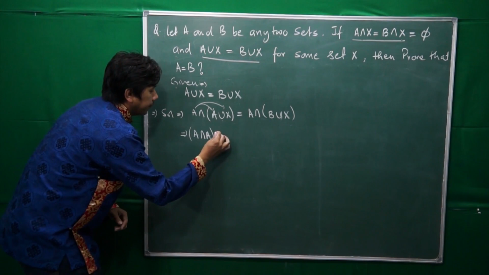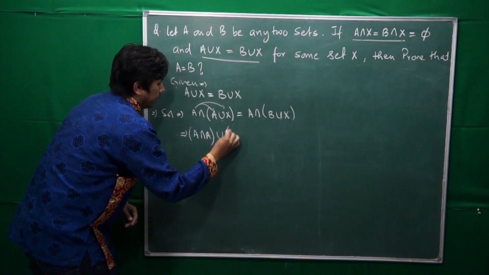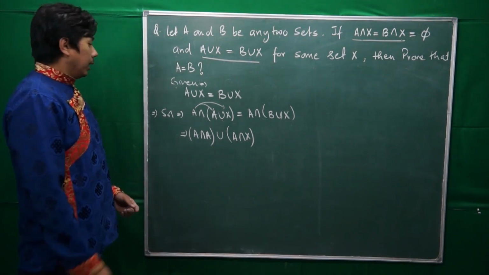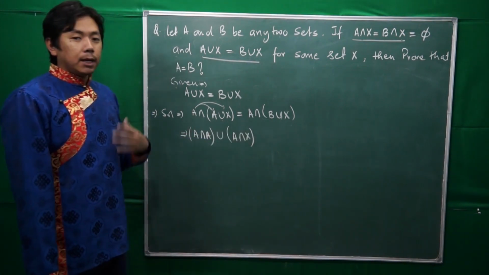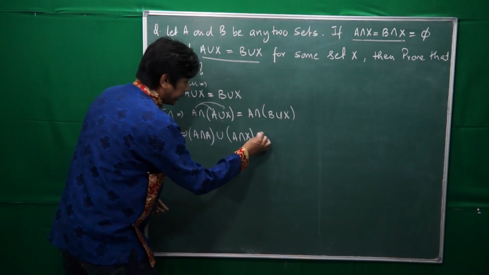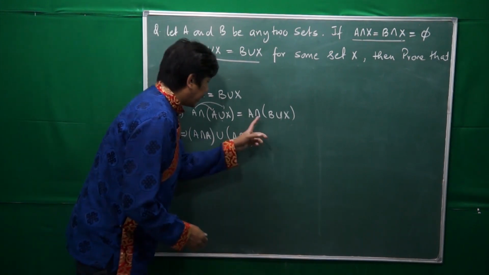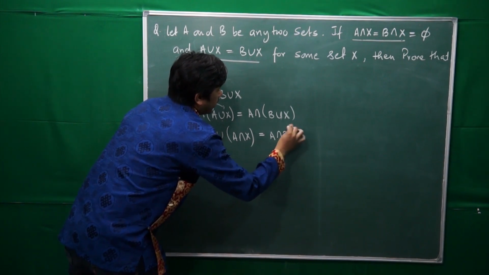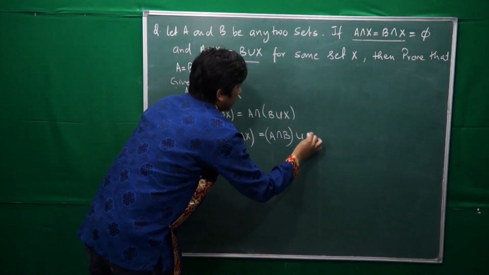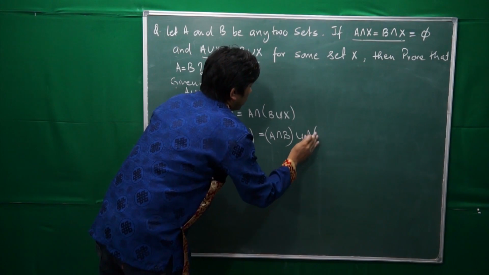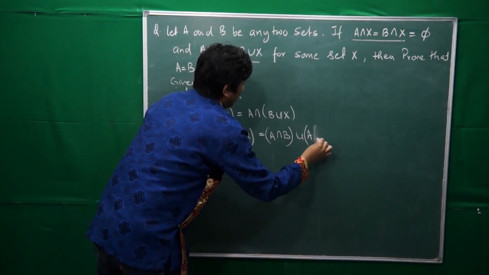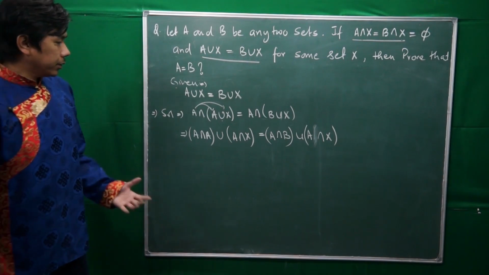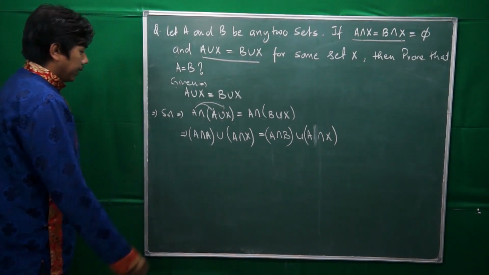What is in the center? It is union. What is A intersection X? Now this intersection has been taken knowingly. We will later know why it has been taken. Similarly, A intersection B union with A intersection X. So this is going to be your first step.